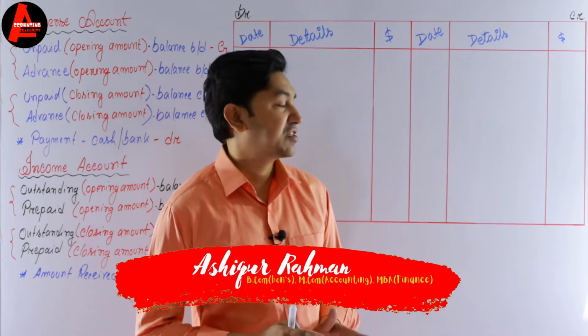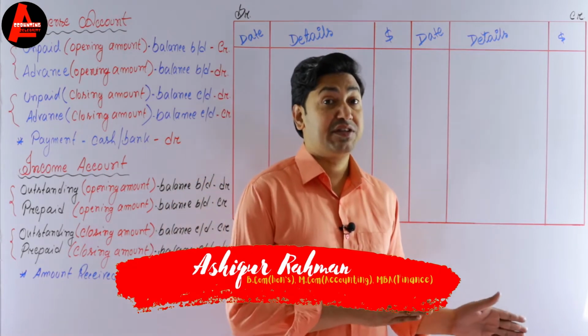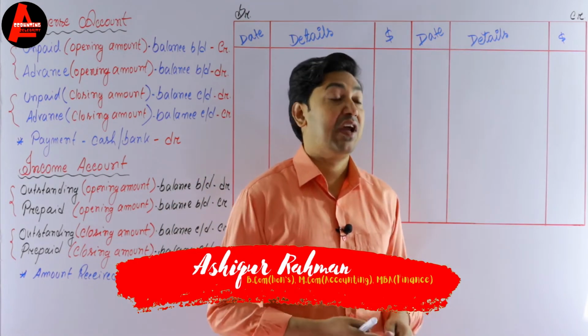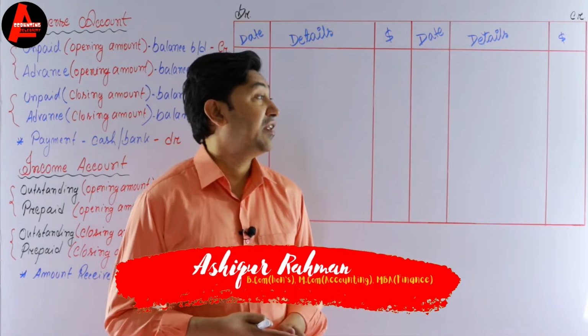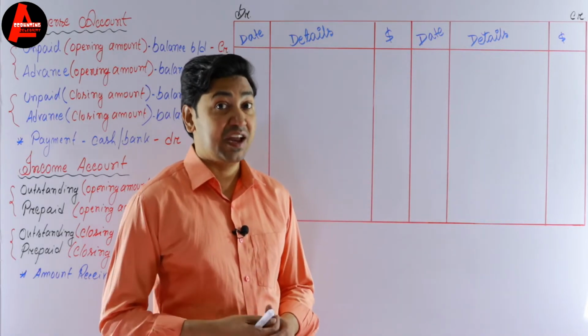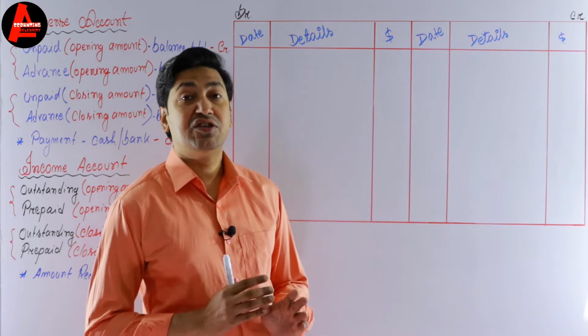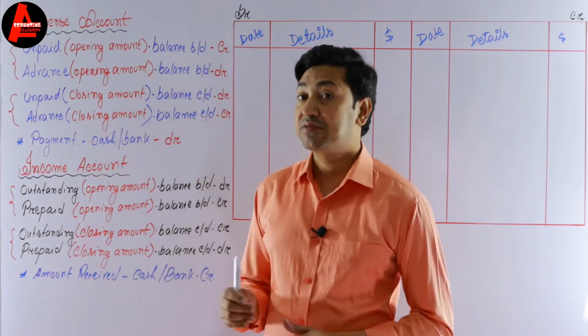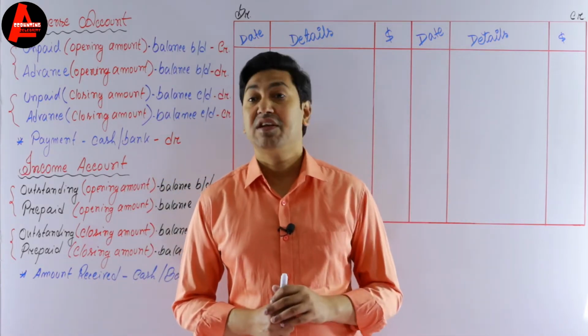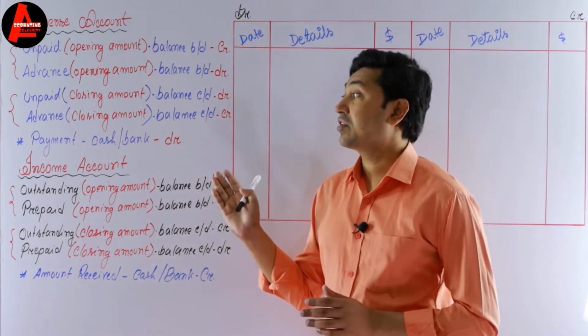You have to adjust the amount with the previous year and the next year, and you have to calculate the amount which will go to the income statement. So today we are going to follow some steps to complete this account. Look here on the board.